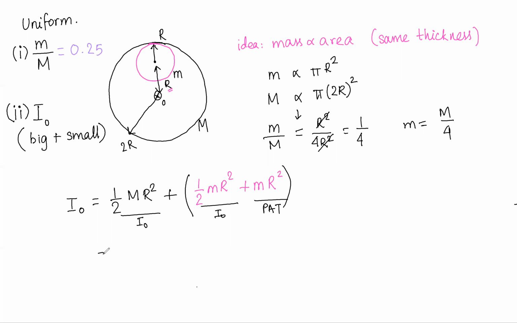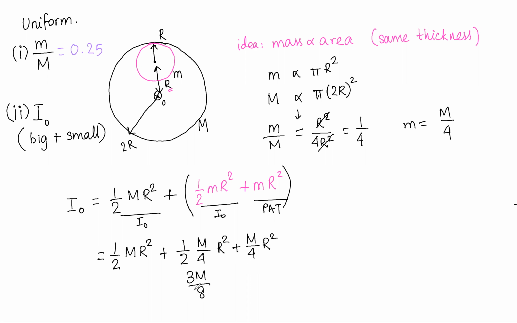Now you write out the values. So you will get 1 by 2 multiplied by M multiplied by R square plus 1 by 2. Don't write small m because small m is not given to you. So you write capital M divided by 4 multiplied by R square plus again capital M divided by 4 multiplied by R square. So this thing will become 3 by 2 into M by 4. So this will become 3M divided by 8.